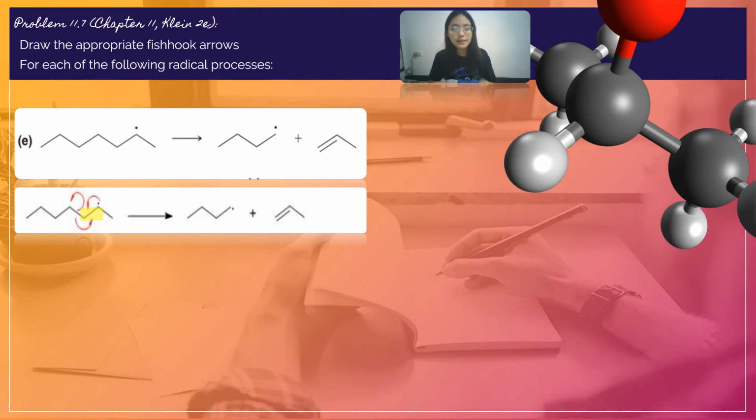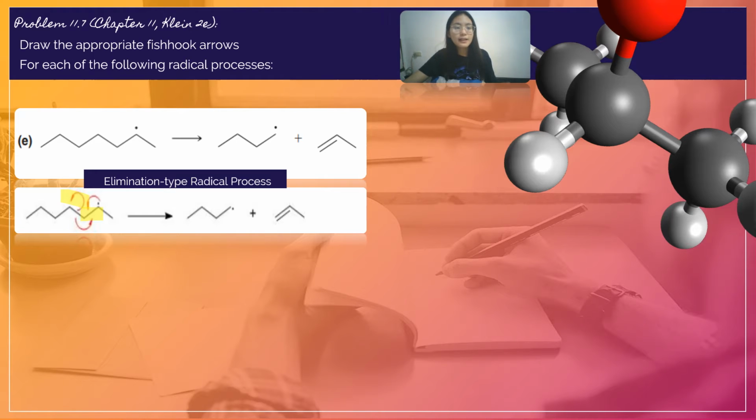Again, the latter, together with the third fishhook arrow, shows the breaking of the C-C bond, the one with the single bond. The chain fragments and a section of the organic material is kicked off as an additional product. This is an example of the process called elimination or elimination type radical process.